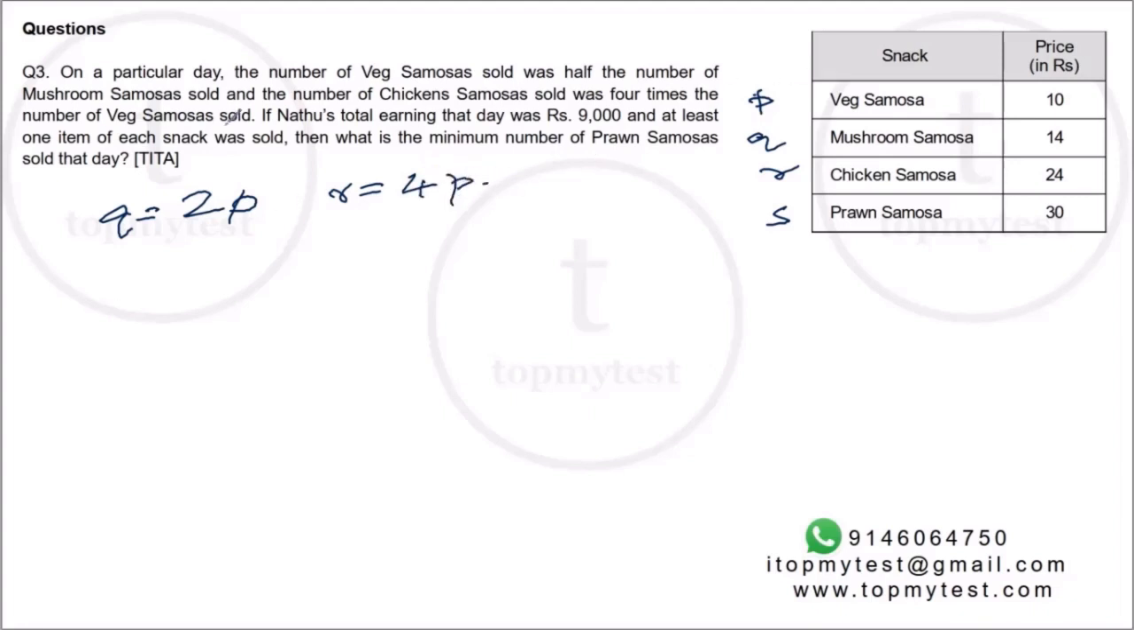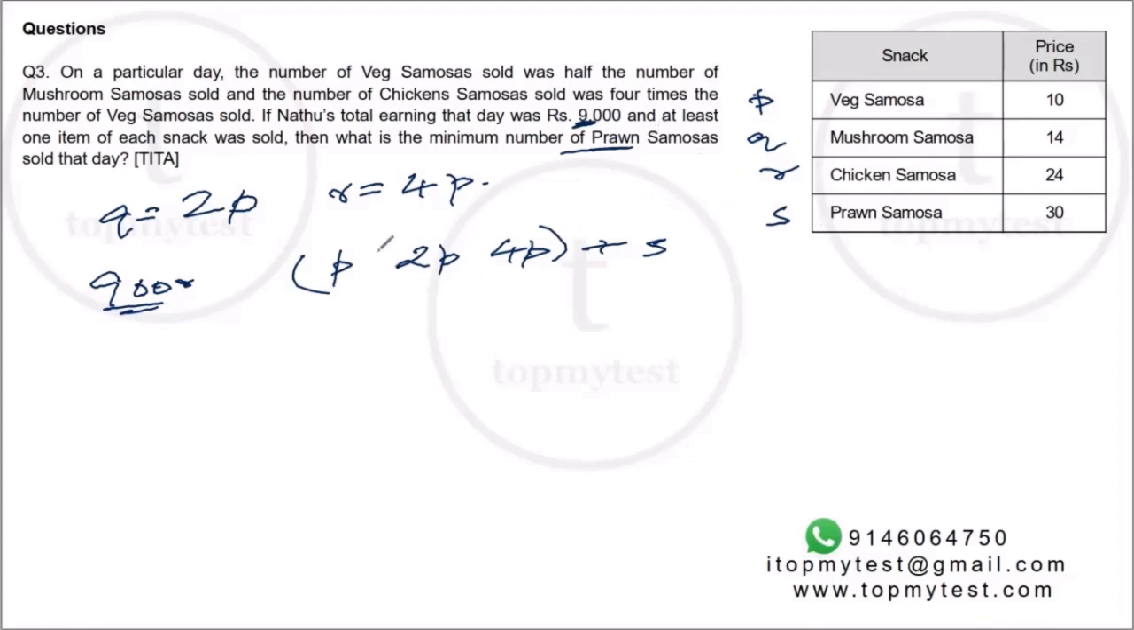If Nathu's earnings that day were rupees 9,000, and at least one item of each snack was sold, what is the minimum number of prawn samosas sold that day? So the total earning was 9,000 rupees. The number of veg samosas sold is P, mushroom samosas sold is 2P, chicken samosas sold is 4P, and prawn samosas sold is S. And at least one item of each is sold. What is the minimum number of prawn items sold that day?